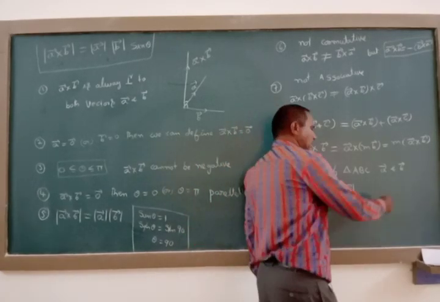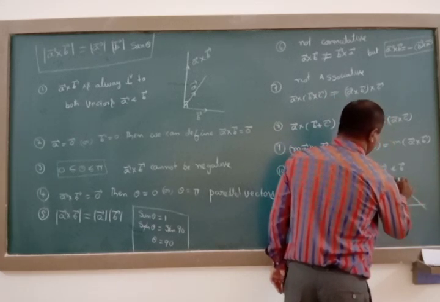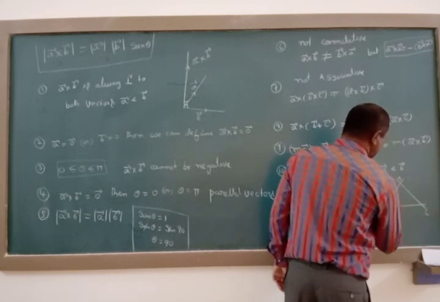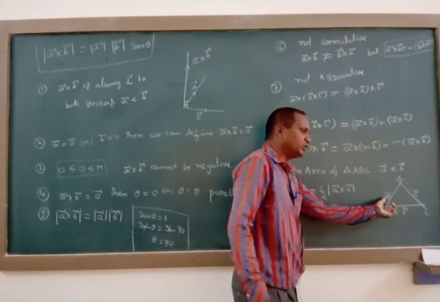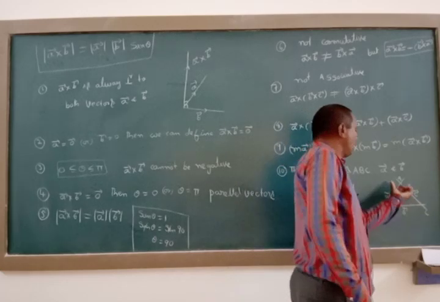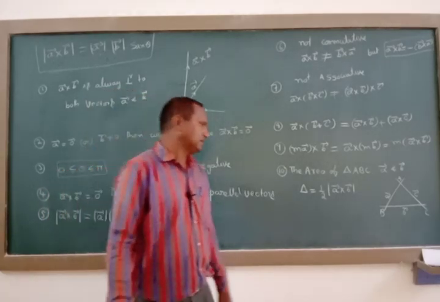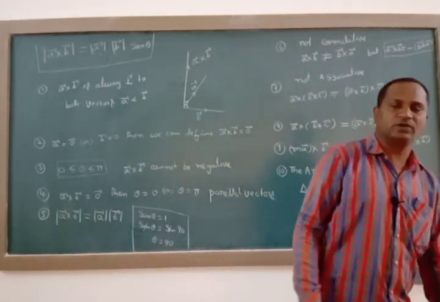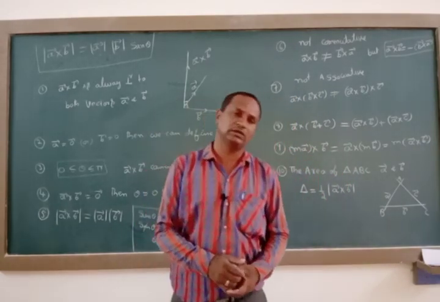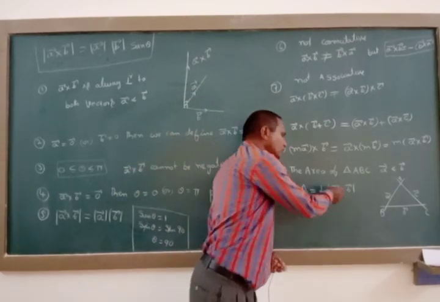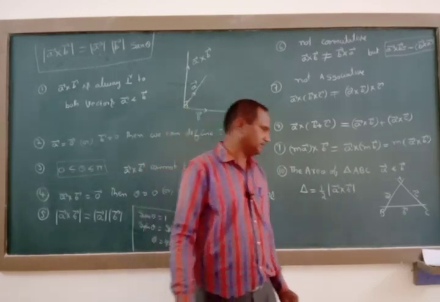Whenever they give adjacent sides, adjacent means they are side by side, like this. In triangle ABC, the adjacent sides are A bar, B bar and C bar. You can take any two adjacents, A and B, or B and C, or A and C, but those should be adjacents. Take the cross product or vector product of any two vectors, A bar B bar, or B bar C bar, or C bar A bar, and afterwards take the magnitude of that vector, then dividing by 2, you will get the area of triangle ABC.